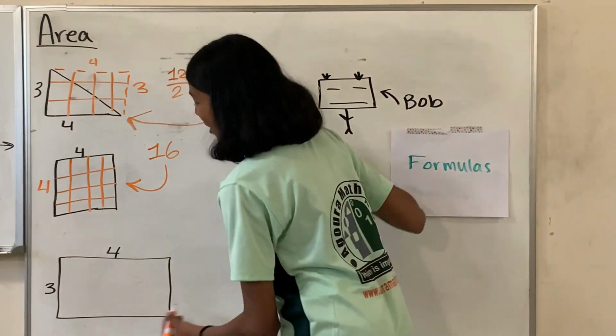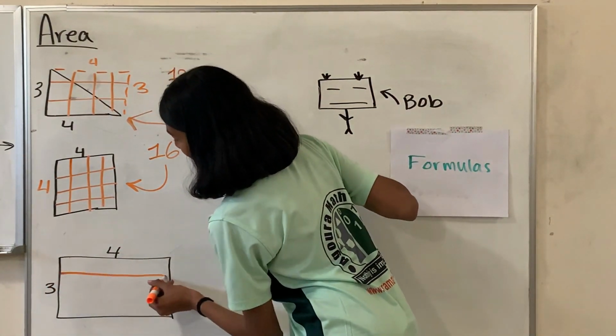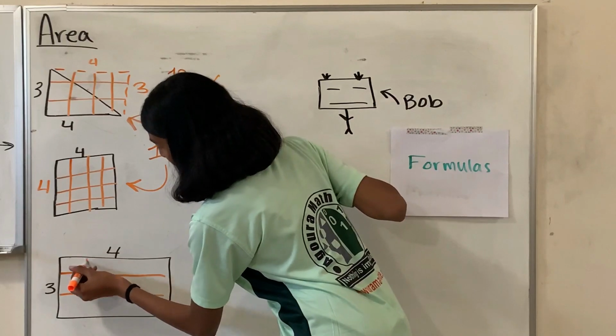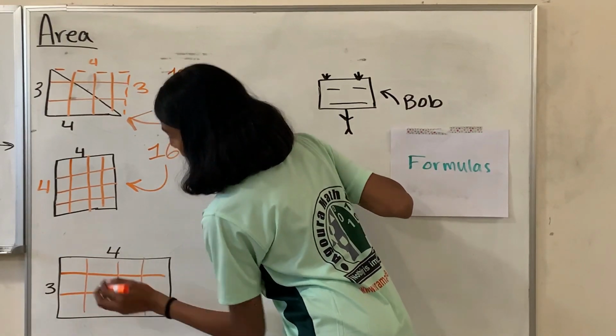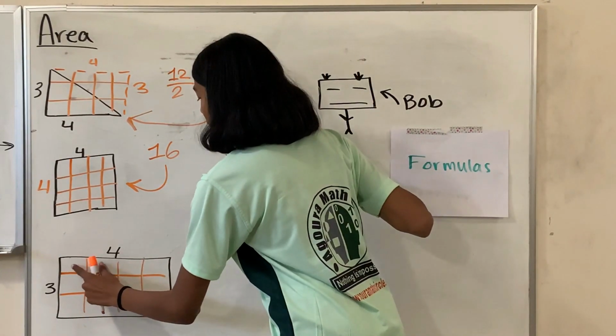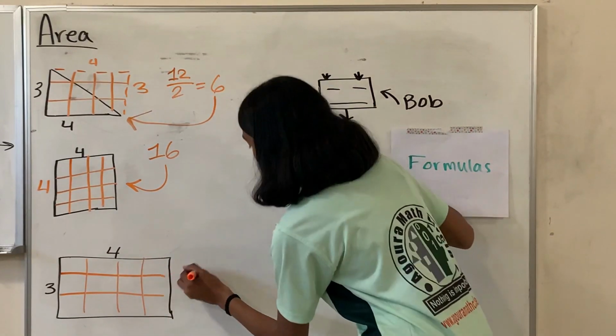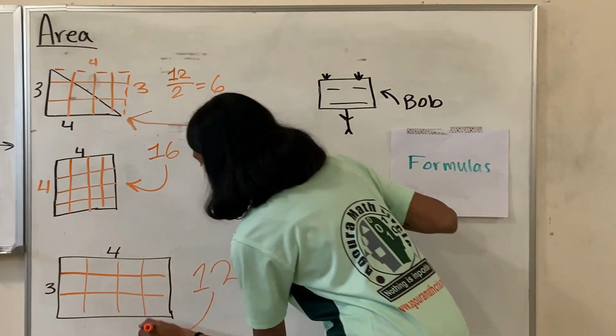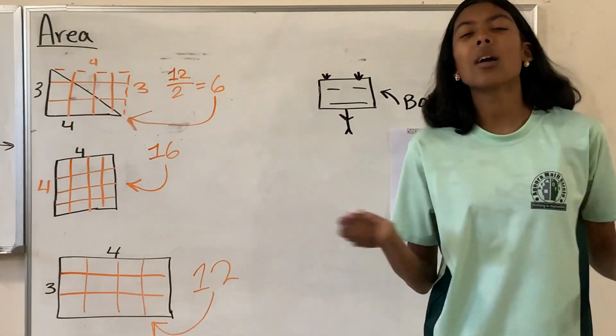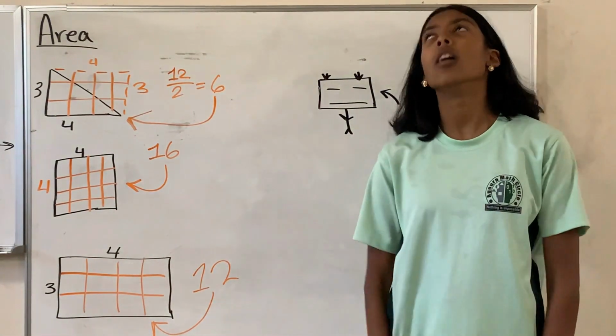And then we have our rectangle. So we're going to cut it in 3, and 1, 2, 3. And we're going to count the number of squares. We have 1, 2, 3, 4, 5, 6, 7, 8, 9, 10, 11, 12. Yay! That's the area.